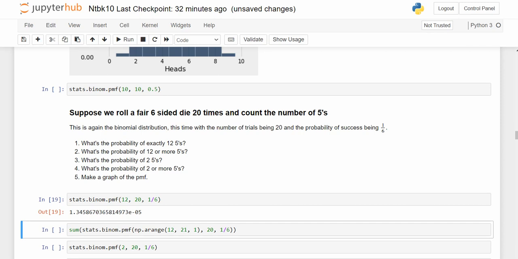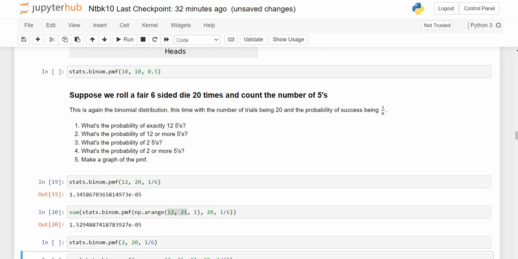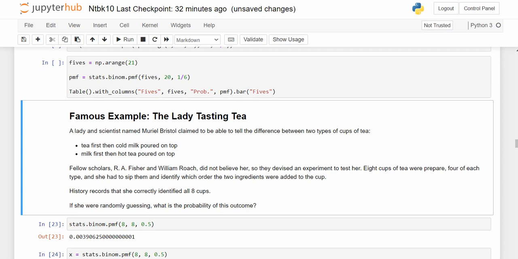Here we're doing a sum. Why? Because we're doing 12 or more. So the range is going from 12 to 20, right? The range will stop counting one item before the stopping criteria. And you can see that one. And you can go through these. These are exactly the same as above. And I want to get to this famous example we have for the lady tasting tea.